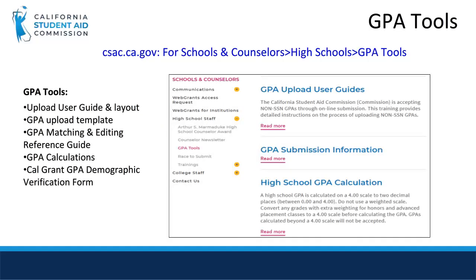High school staff can find all user guides, GPA Excel templates, GPA calculations, and the demographic verification form at the pathway shown on this slide. Before uploading, you'll want to save both the Non-SSN GPA user guide and the Non-SSN GPA Excel template to your computer. Also, to ensure successful upload, you will want to refer to the Non-SSN GPA Upload user guide for proper formatting of your Excel template. Improper formatting will result in a failed upload attempt.